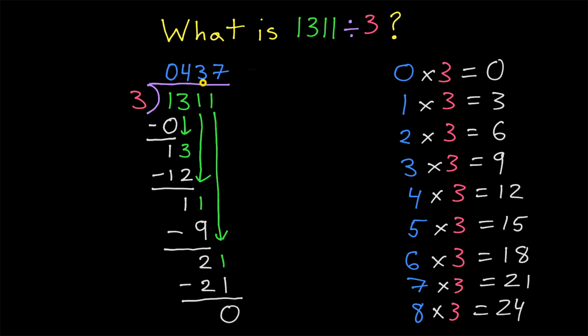And so the result of the division of 1,311 divided by 3 is equal to 437. So your result is up here, 437. And this part of the long division procedure, we call this the quotient. So your quotient is 437, and this is your solution to what is 1,311 divided by 3.